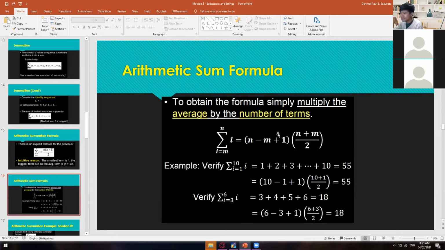So you have this formula, and then you have to multiply this one to the average, by the number of terms. From here, just by applying this formula, you will be able to get the summation, for example, from 1 to 10. So what is the summation from 1 to 10? Just follow this formula. So n minus m plus 1, so 10 minus 1 plus 1 times 10 plus 1 divided by 2. Then just do the math, and then you will get 55.